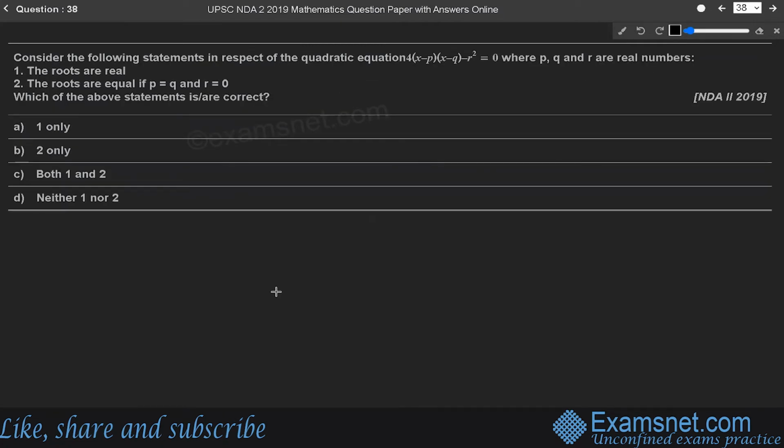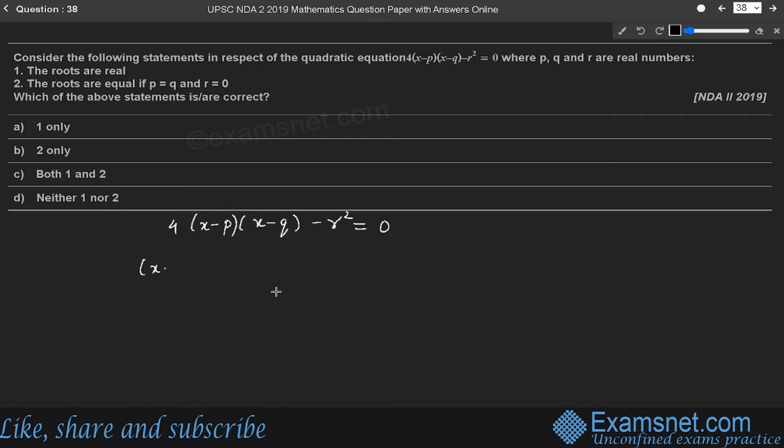Next question is, consider the following statements in respect of the quadratic equation 4(x - p)(x - q) - r² = 0, where p, q and r are real numbers. Then which of the above statements is or are correct? The first statement is the roots are real, and the second statement is the roots are real and equal if p is equal to q and r is equal to 0.